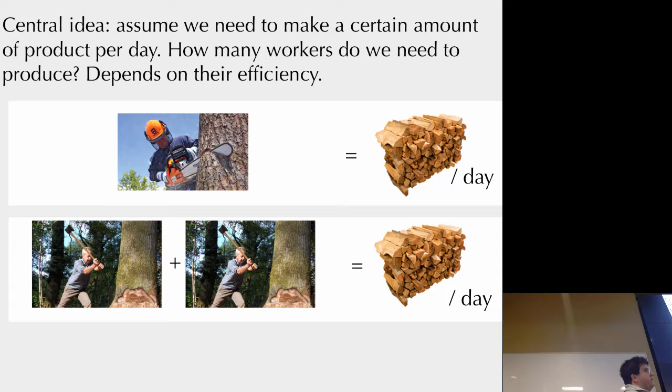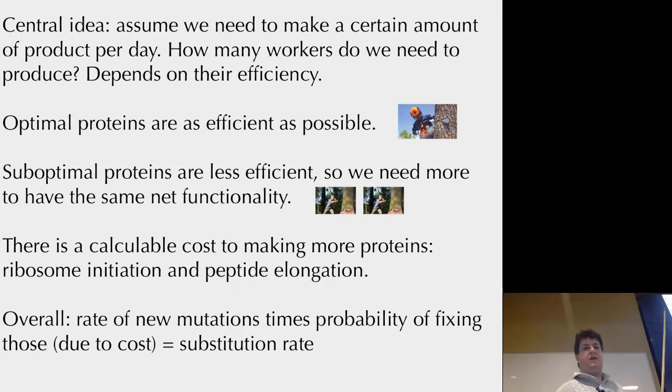If I have someone who's lovingly honed an axe, that can take a lot longer. Okay. And so I might need to produce more of these workers to get the same final output of functionality. So our basic idea is when you have less efficient workers, less efficient proteins, you need to produce more of them, and that's a cost. So all the proteins are less efficient, so we need some way to have the same net functionality. There's a calculable cost to this.